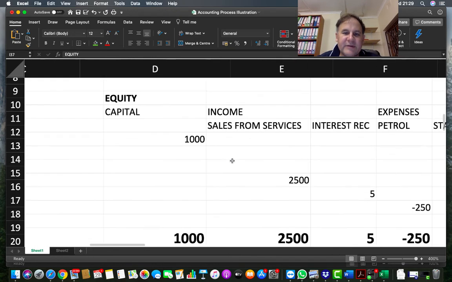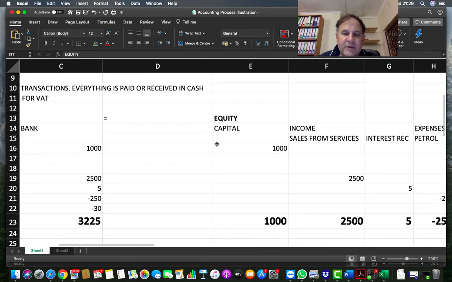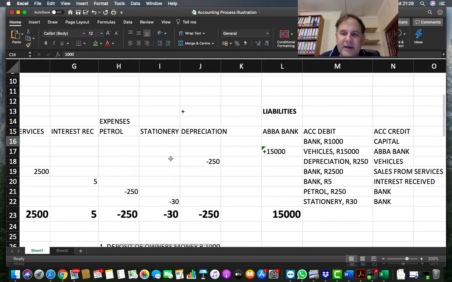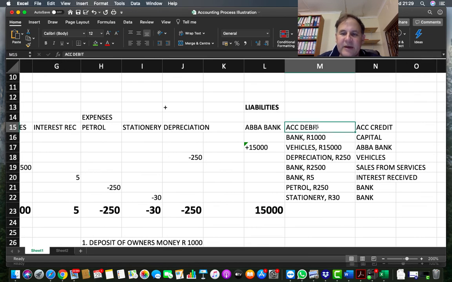Now, I'm simply going to go, there is my capital, it increased by 1,000. There's my bank, it increased by 1,000. And here are my rules at the end. Which account do I debit and which account do I credit? Now, we know the bank is an asset, therefore we debit bank with 1,000. We know that capital is an equity balance. Therefore, it's increasing, I must credit it.